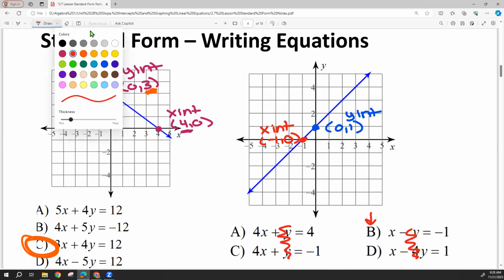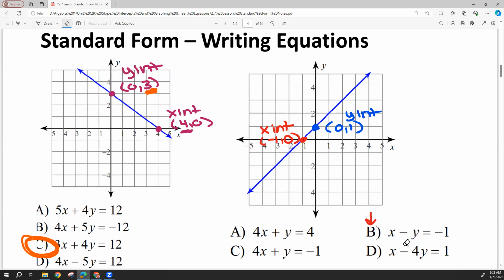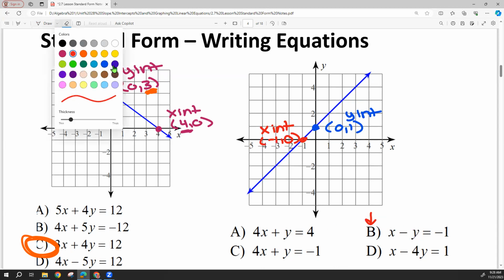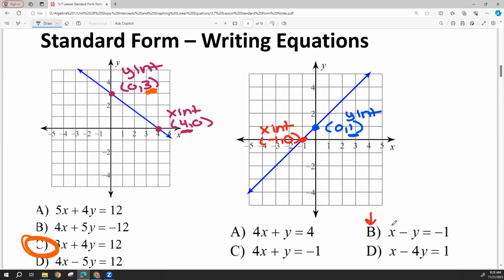Let's see if that also gives me y equals +1, because my y-intercept is +1. So if I get rid of the x value, I have -1y equals -1. In order to get y, I need to divide this -1 by the -1 that's in front of y, and that gives me y equals 1. This equation has a y-intercept of +1 and an x-intercept of -1. Therefore, choice B is our line.